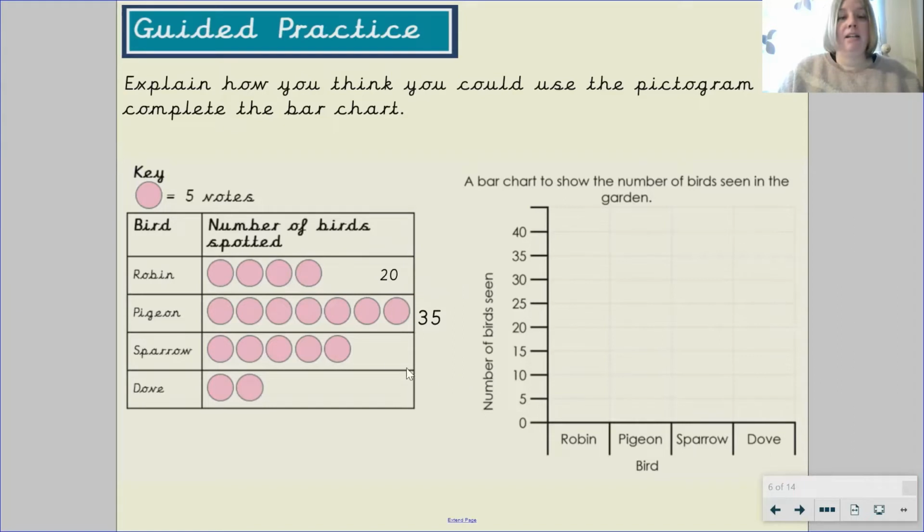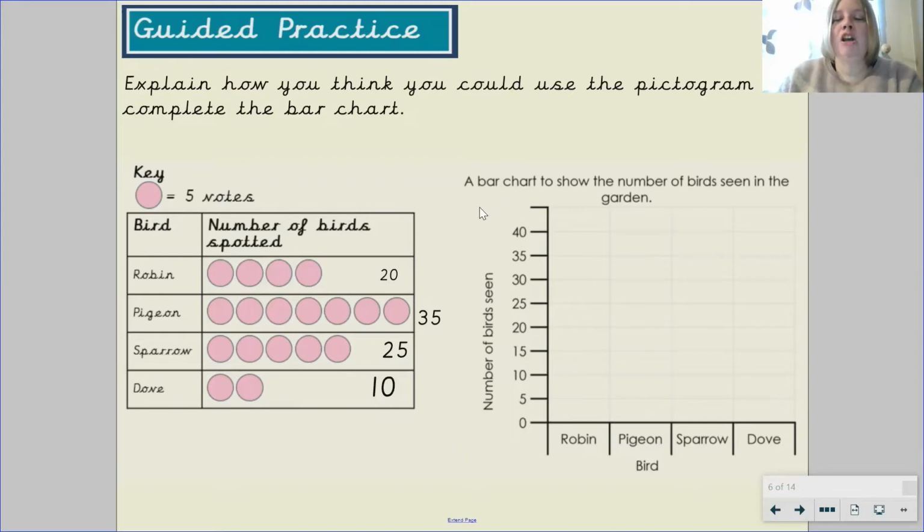The next thing I'm going to do is count the sparrows. Count with me. 5, 10, 15, 20, 25. So 25 sparrows were seen in total. Then I'm going to count the number of doves that were seen. Count with me to find the total. 5, 10. So 10 doves were seen in total. So we can use this information to help us to make a bar chart.